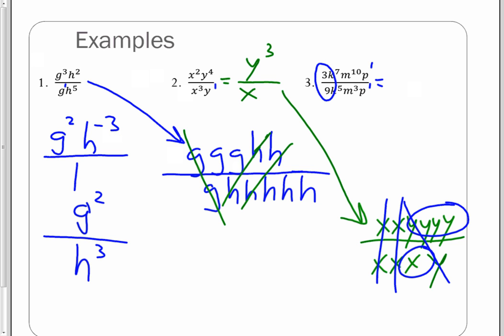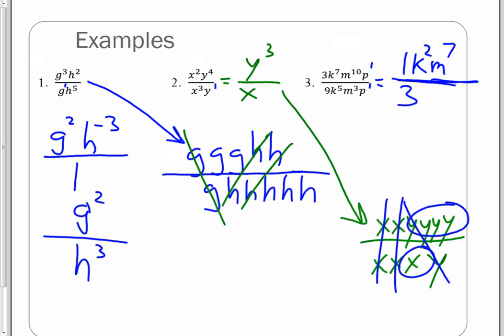Just reduce it. What is 3/9 reduced? 1/3. So that became that. Let's use the subtraction method. What is 7 minus 5? Answer goes on the top. What is 10 minus 3? 7. What's 1 minus 1?